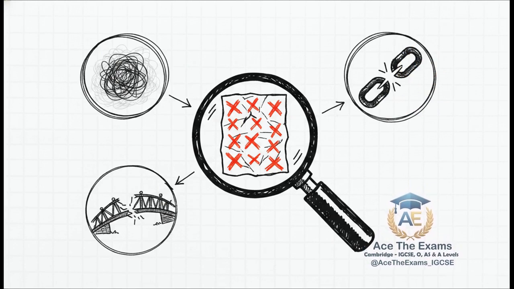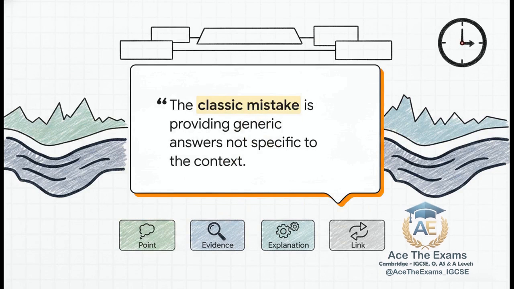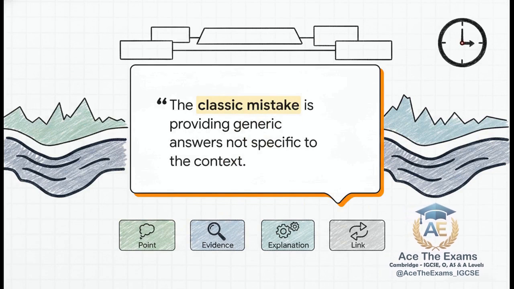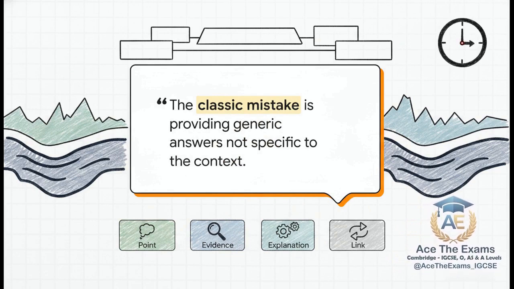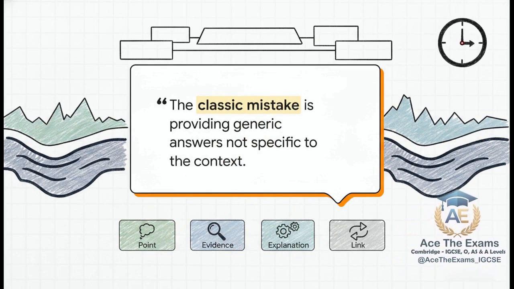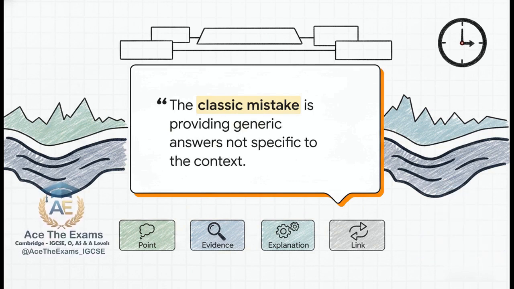Sam's rushed answer just cost almost all the available marks. This brings us perfectly to this quote, straight from the principal examiner alert. The classic mistake is providing generic answers not specific to the question context. Always link every point to the given scenario. Let's jump into challenge 3, speed writing.